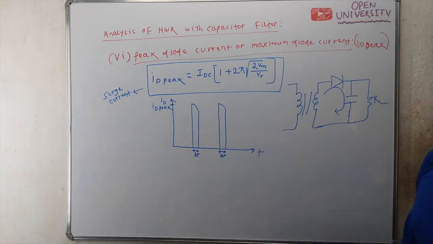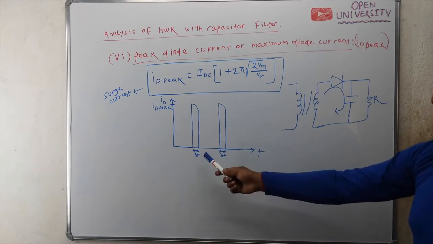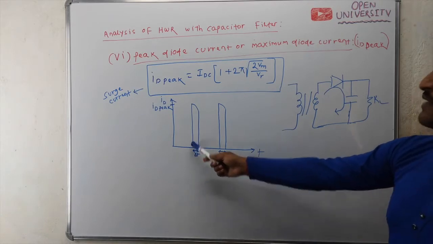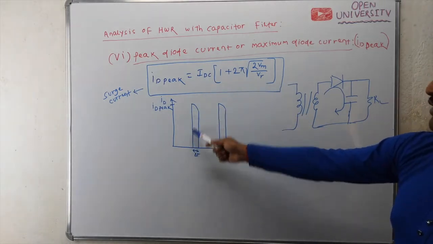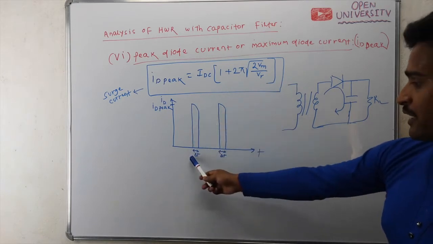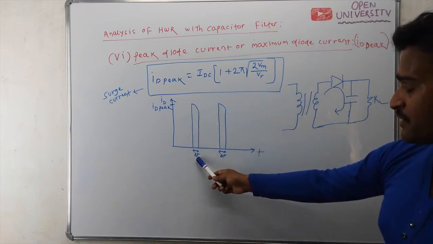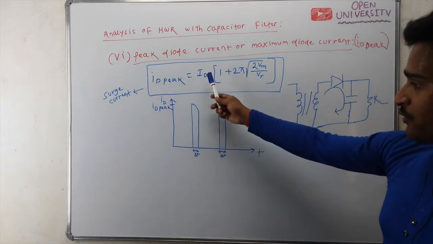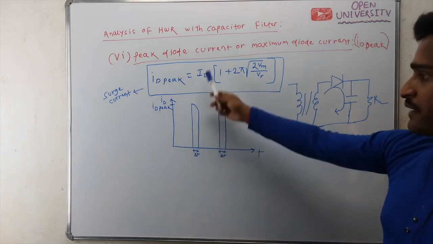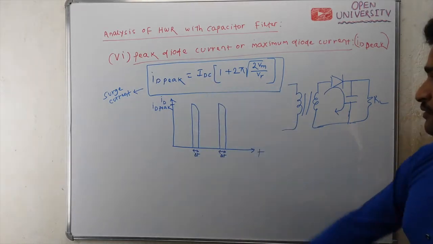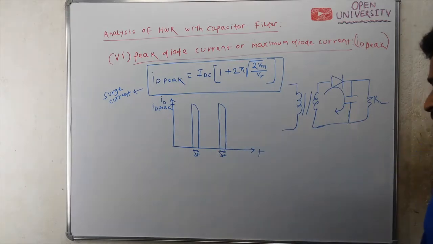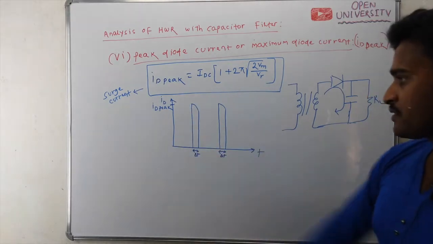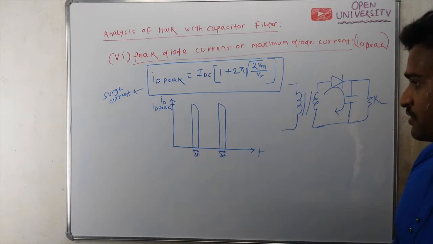So when the capacitor starts charging, the current through the diode will increase suddenly. This sudden increase in diode current is known as surge, and this maximum current is called the peak current, also called the surge current.